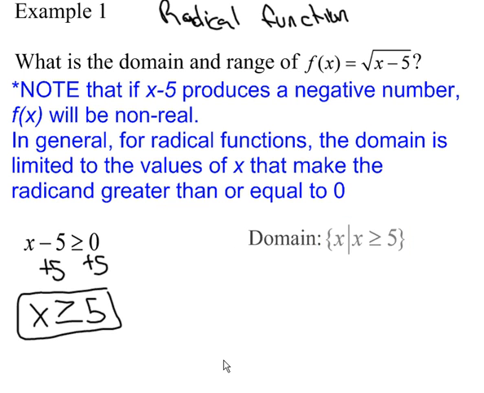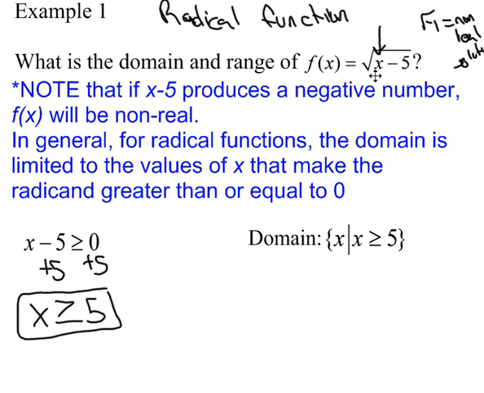Okay, let's think about why the domain has to be all the values of x greater than or equal to 5. What would happen if you insert 4 in here? So 4 is less than 5. You would have 4 minus 5, that would be negative 1, and then you'd have radical negative 1, and that's a non-real solution. And we cannot have that. Okay, so that's how you get the domain in a radical function.